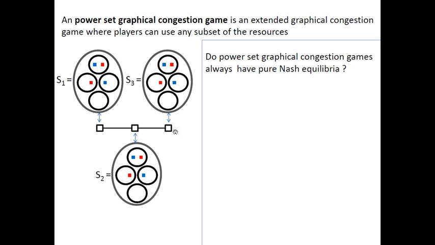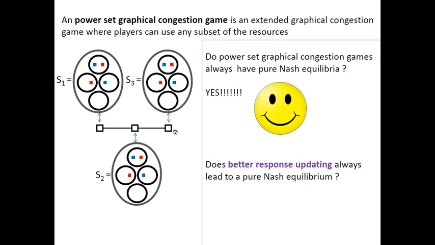Okay, so what about the simplest possible case? Well, in the simplest case, we can just allow our players to use any subset of the resources which they like. And so the set of all subsets of something is called a power set. So I call this a power set graphical congestion game, because each player can select any subset of the resources to use. And so a good question then is, do these power set graphical congestion games always have pure Nash equilibria? And the answer is that yes, indeed they do.